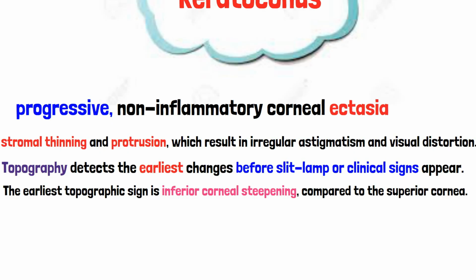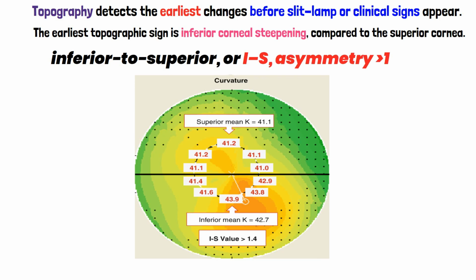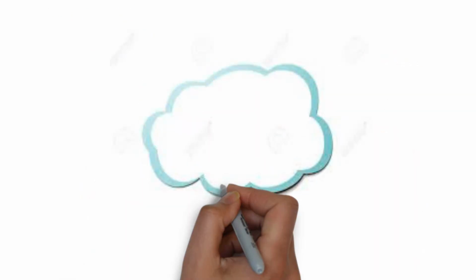Quantitatively, this is described as an inferior to superior, or IS, asymmetry greater than 1.4 to 1.5 diopters. This finding reflects localized steepening and thinning in the inferior cornea, and it appears before any obvious curvature changes, such as high keratometric values or visible clinical signs. Let's move on to the next question.